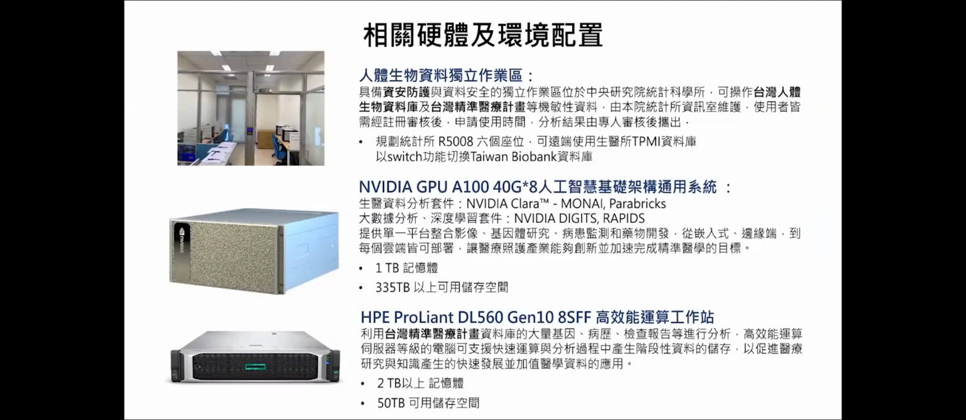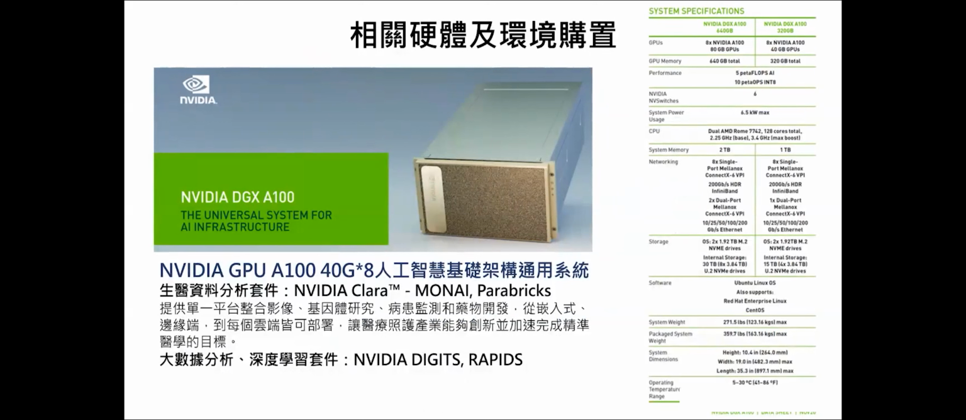This machine comes with very useful tools such as Clara, MONAI, Parabricks, etc. And it is equipped with 1 TB memory. We also purchased other storage to support such computation, and the storage right now is around 335 TBs. And here again is the introduction of this machine, in detail.